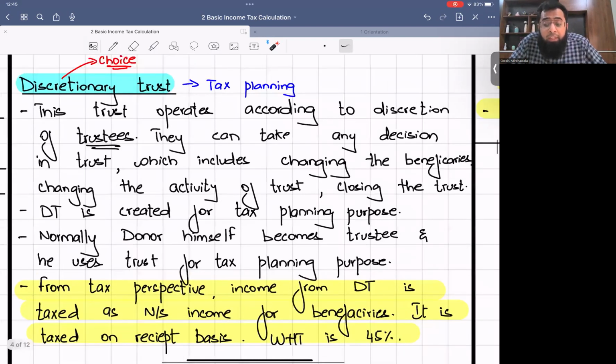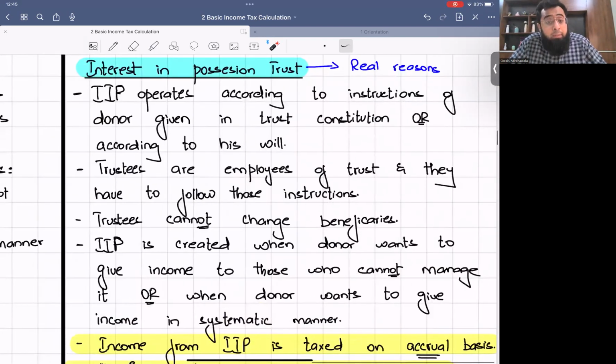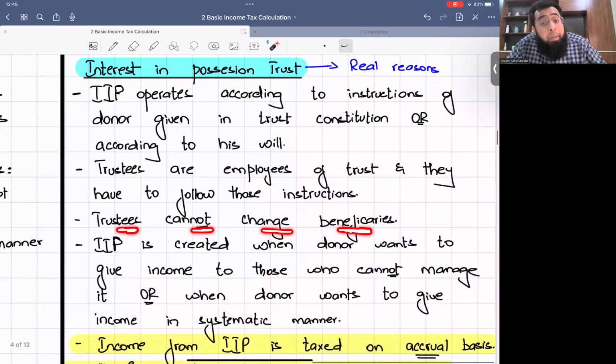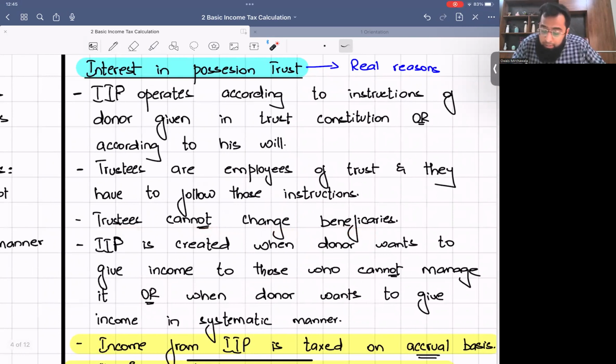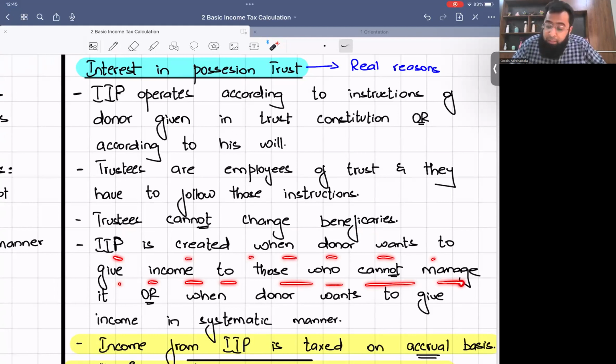In that case, we create interest in possession trust. IIP operates according to the instructions of donor given in the constitution or in his will. Trustees are employees of the trust and they have to follow those instructions. Here, the trustees cannot change the beneficiary. IIP is created when donor wants to give income to those who cannot manage it, like his children or family, or when donor wants to give income in a systematic manner.